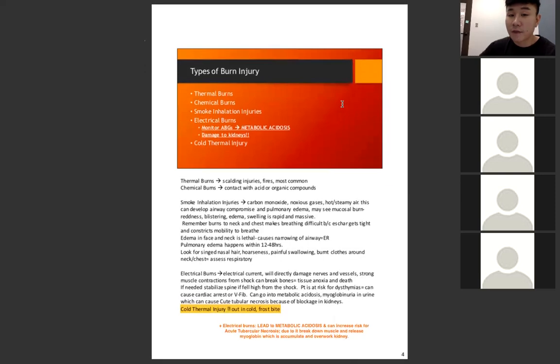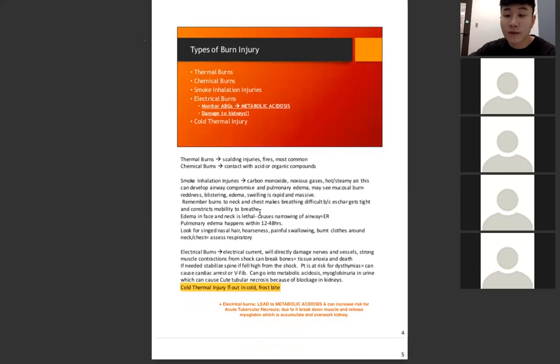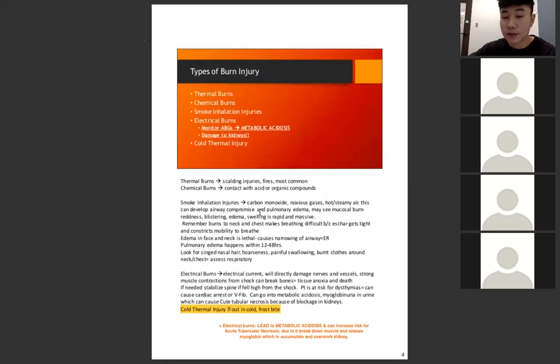So what are the different types of burn injuries? We have thermal burns, chemical burns, smoke inhalation injury, and electrical burns. Specifically, we have to monitor ABGs because of the risk for metabolic acidosis. And why does it lead to metabolic acidosis? We will discuss later. Electrical burns can also cause damage to the kidneys. Lastly, we have cold thermal injury. Even extreme cold temperature can also cause burn injuries.